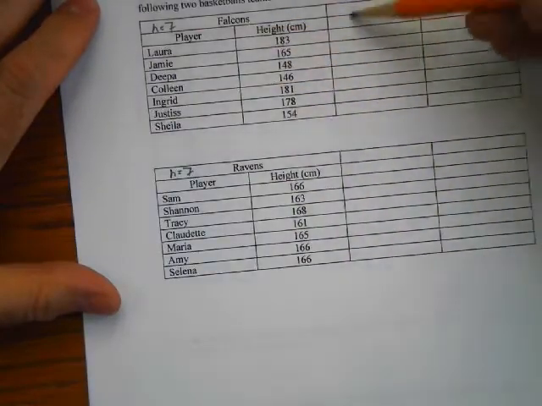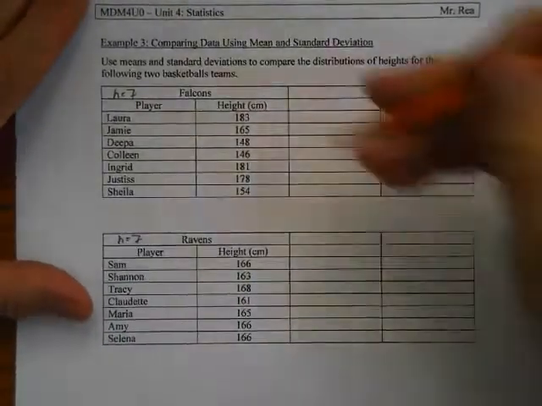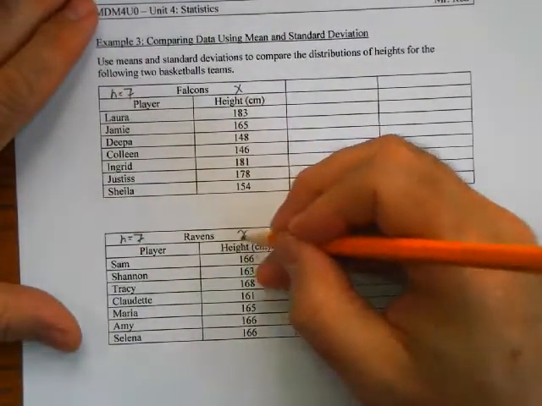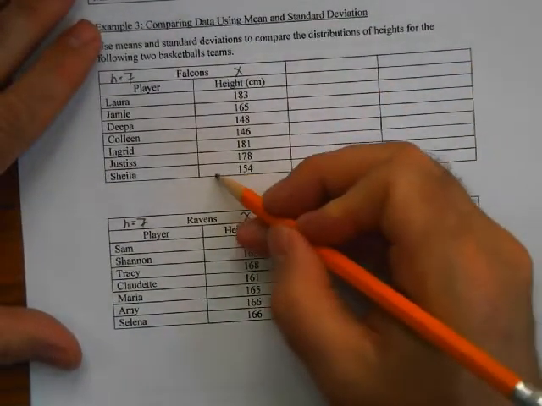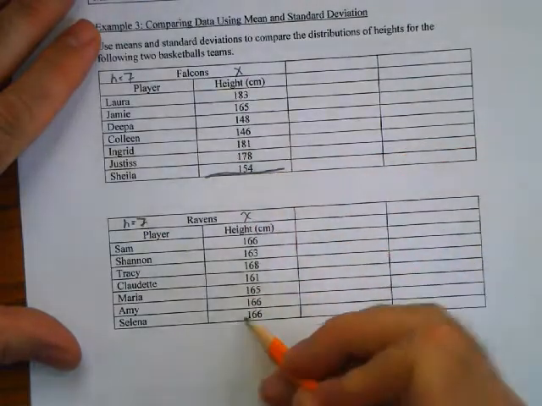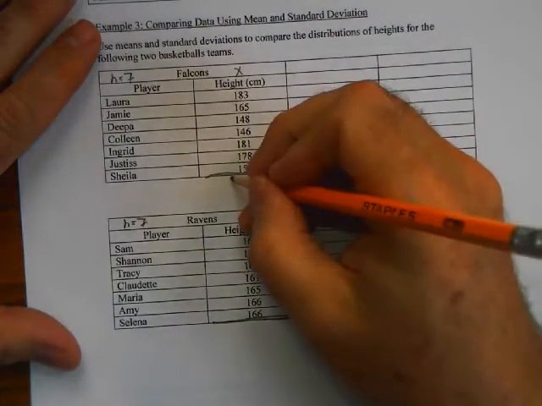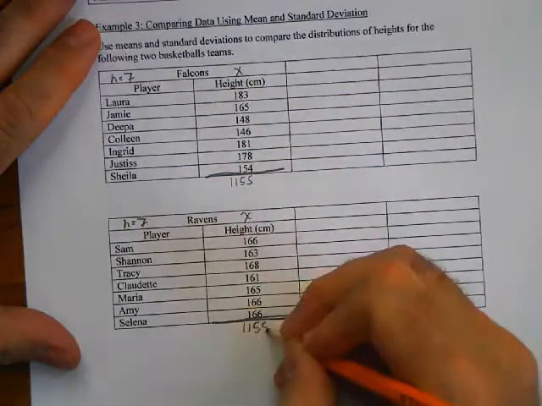So in this, you can see I've got a couple extra columns that we're going to use. I'm going to call this data, which is the height, I'm going to call that x. Okay, and we're actually going to sum up the heights. When we do that, we actually get the exact same value, 1155 and 1155.